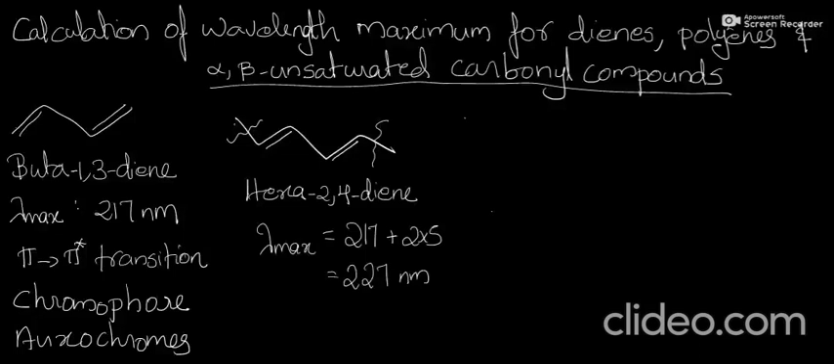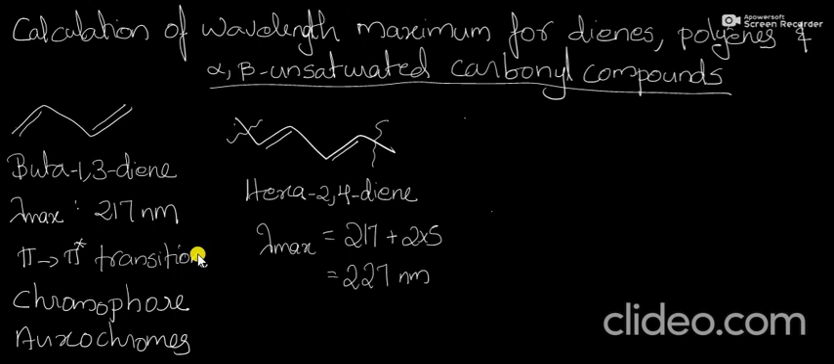Good morning, dear students. Today we are going to discuss the calculation of wavelength maximum for dienes, polyenes and alpha beta unsaturated carbonyl compounds. We know that in simple alkenes there will be a pi to pi star transition in the far UV region, and we find that the presence of conjugation in a compound brings about a bathochromic shift, that is, a shift of lambda maximum to longer wavelength.